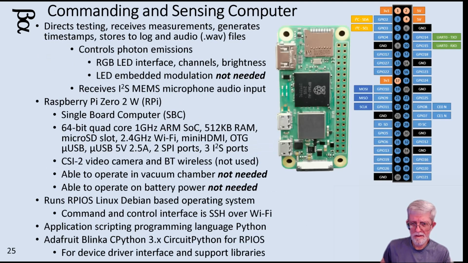This is the computer. It's about the size of a stick of chewing gum. That size. It's called a Raspberry Pi Zero 2 W. It's about $20. It's a gigahertz class computer. It's a quad core 64-bit, very capable little computer. It has a bunch of interfaces on it, some of which I didn't need, like Bluetooth or video interface. Turns out I didn't need it to operate in a vacuum chamber, but it could.